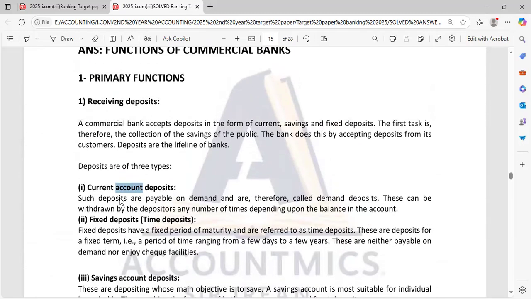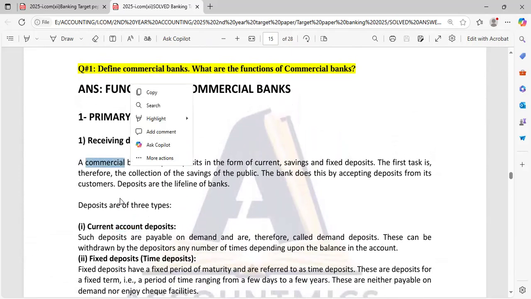So these are the functions, and you have seen that it is written in detail because this question contains 15 marks. So this is the solution of some questions which I will give you free of cost.